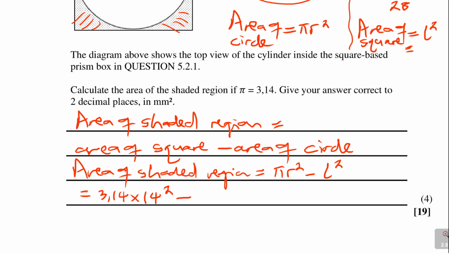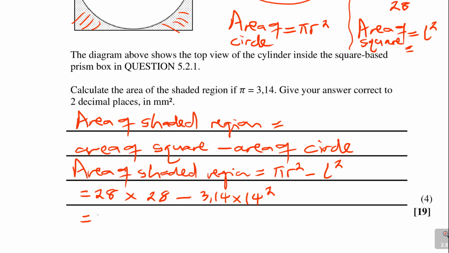Minus L, sorry, it's area of what? It's area of square. I'm just mixing up that thing. This is supposed to be after. So remember, it's area of square. What is the area of square? It's L squared, which is 28 times 28 minus pi r squared, and then the calculator gives you the answer.